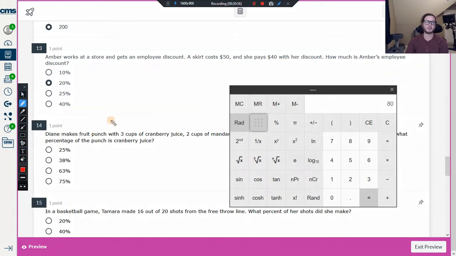There is another way some of you may have tried to do this. Since this was asking for her discount, you could have done 50 minus 40 and found out that it was $10 out of $50 that was taken away. And this would have given you exactly 20 the first time around.